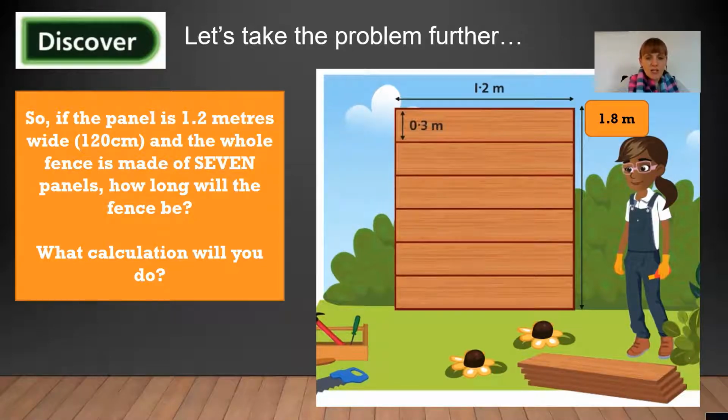Okay, so now we're going to take the problem a little bit further. We're going to imagine now that this girl is continuing to build her fence going across, and she wants to have 7 panels of fencing. Now we know that the one panel is 1.2 meters wide, which is the same as 120 centimeters. If the whole fence is made of 7 of those panels, how long all the way across will it be? What will our calculation be? So have a think, write down what you think to calculate the whole width of the fence. If there are 7 of those panels, what will the calculation be?